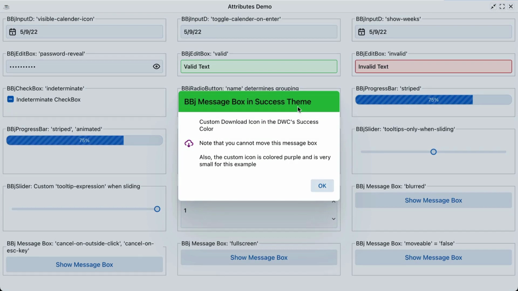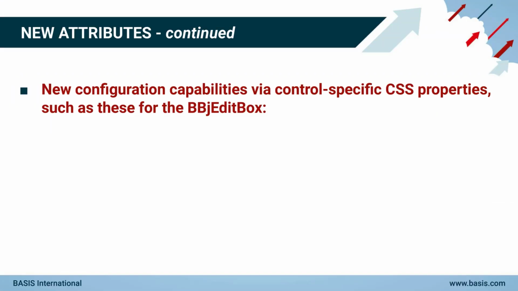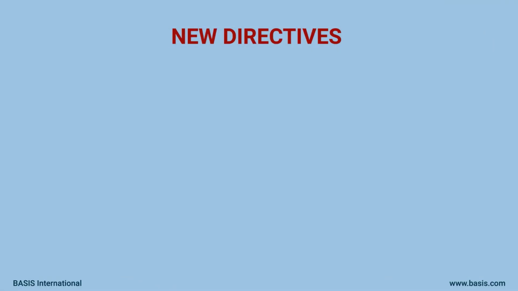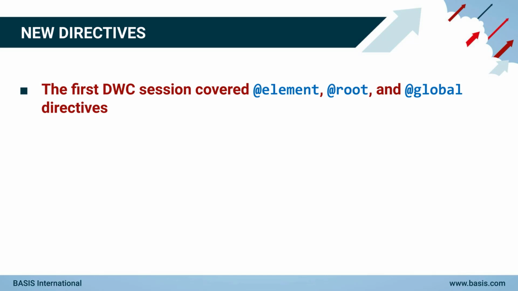Besides their attributes, most controls support customization via control-specific CSS custom properties. For example, the BBjEditBox control has a dozen CSS variables that we can set to custom values to affect its appearance. New directives. In the first DWC session, we touched on the DWC's @element, @root, and @global directives.